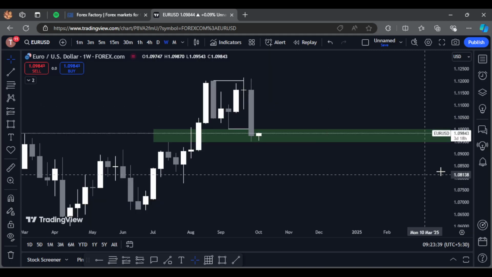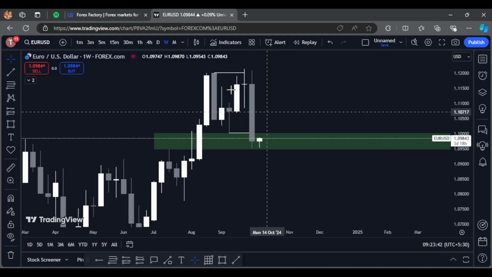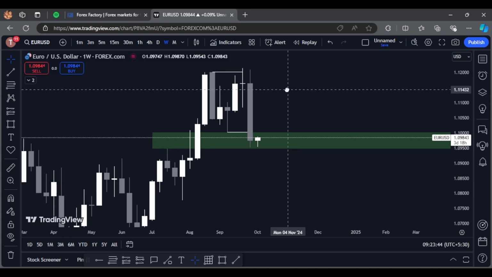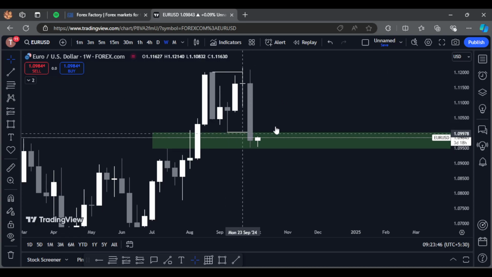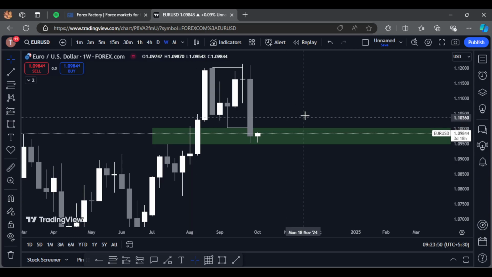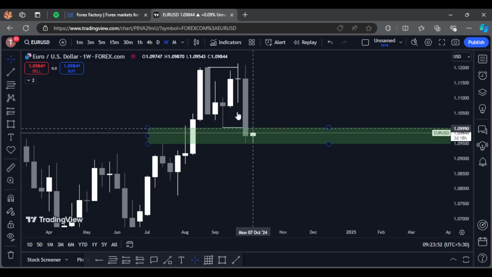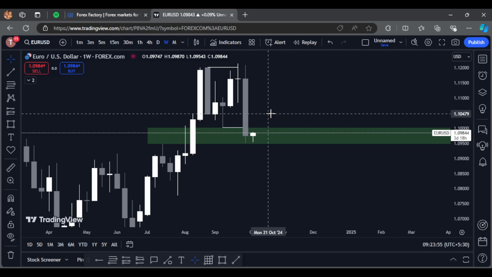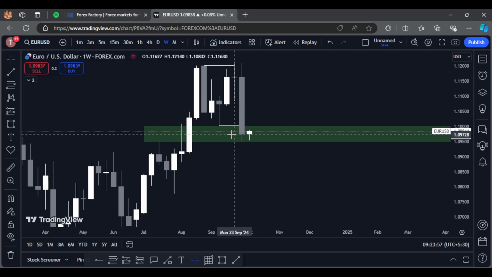As we move into the weeklies, what we can see is that the price had swept the high and we had taken this low. Apart from that, we have disrespected this FVG, which is a sign that the price is bearish into the weekly range. So let's move to the dailies to see what we have in here.